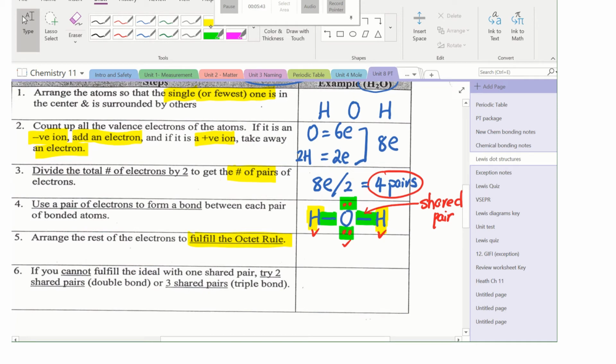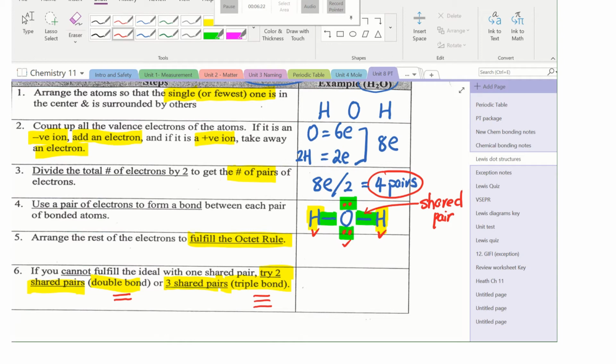Step number 6 is only if you cannot fulfill the ideal of the octet rule, the ideal of making everybody happy, with 1 shared pair. Then you're going to try 2 shared pairs, which means a double bond. And if a double bond doesn't work, you could also try a triple bond. Double bond means having 2 lines, 2 sticks joined between atoms, and triple bond means 3 sticks. That's the maximum. There are no quadruple bonds.